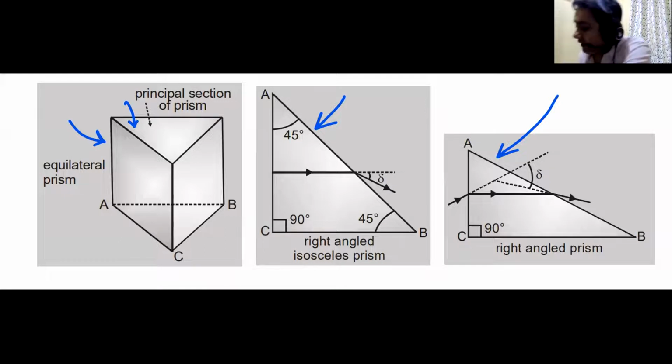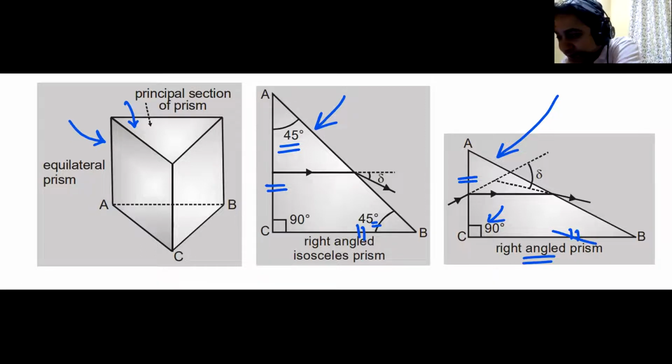Yes, sir. This type of prism is right angled and isosceles. Two sides are equal, two angles are equal. This is right angle, but this is not isosceles. This side is not equal to this side. Do we understand this? A very simple illustration of how a prism might look like. Please mark it in your sheet.